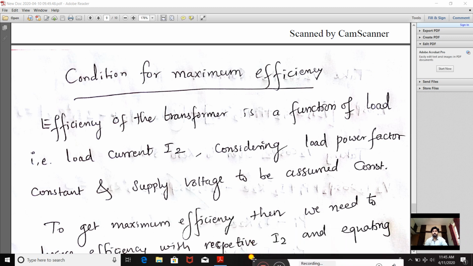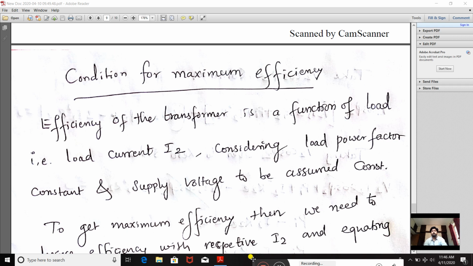In this particular video I am going to cover the condition for maximum efficiency. This derivation is not mentioned in our syllabus, but the condition for maximum efficiency we should know in order to solve the numericals.